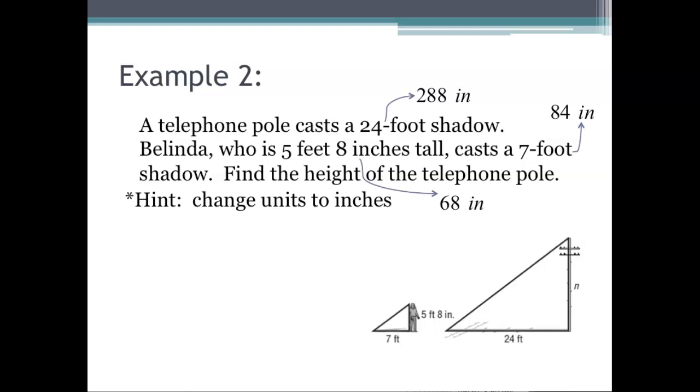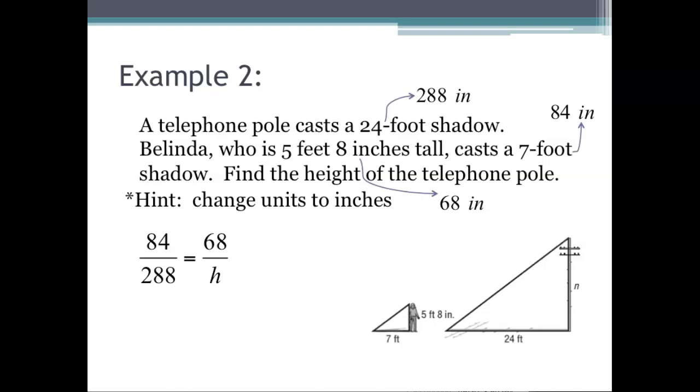Okay, so now let's go ahead and write our proportion. Let's keep the shadow on the left and then the height on the right. So let's start with Belinda's shadow. That would be 84 inches. And then we'll put the telephone pole's shadow in the denominator, so that's 288 inches. And then on the right, we're going to work with the height. So the height of Belinda is 68 inches. And then the height of the telephone pole goes in the denominator. We need to solve for that.